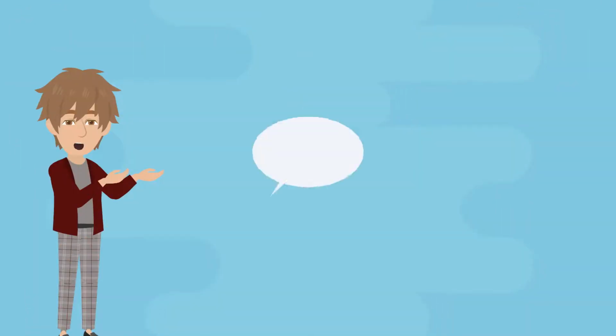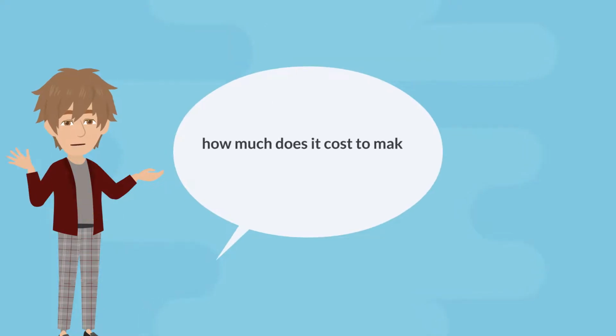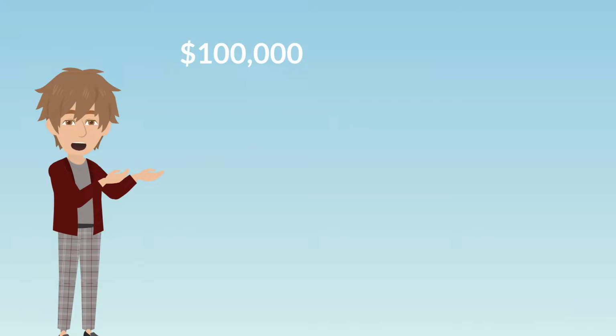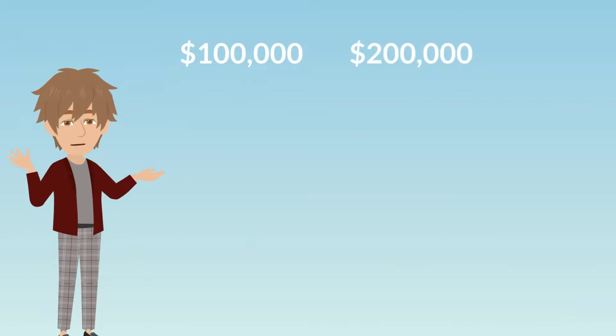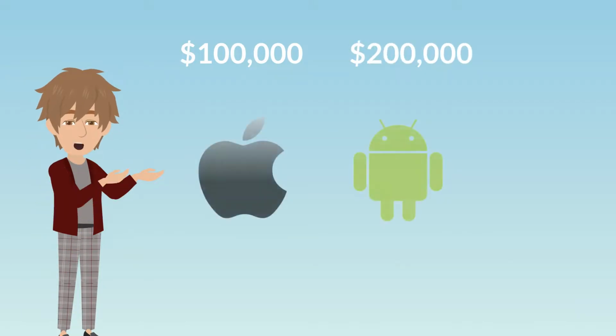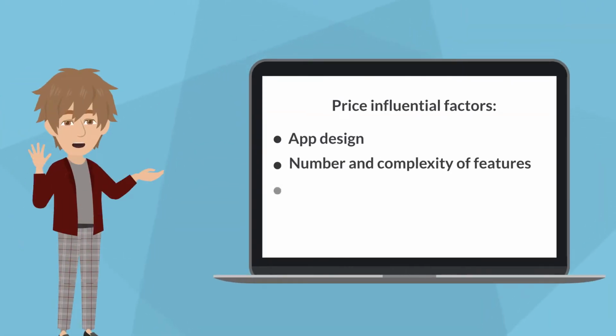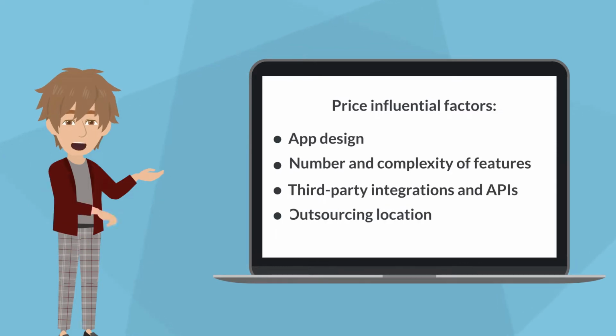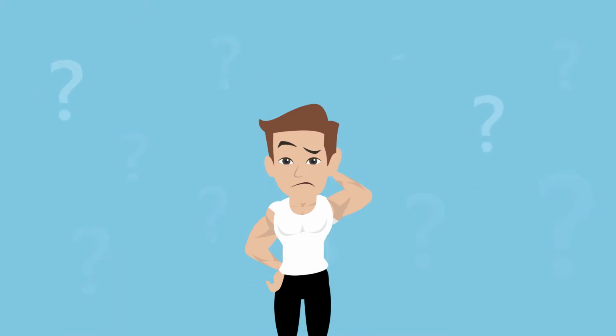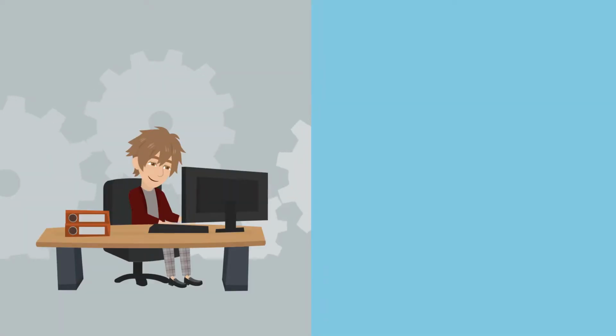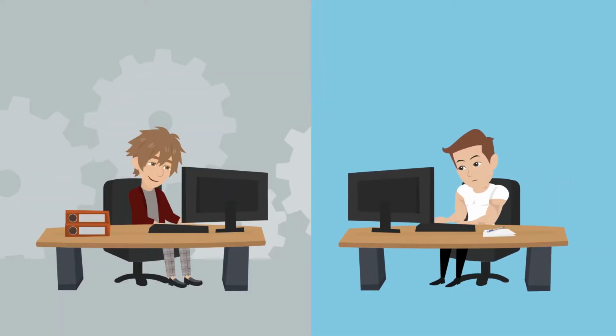And now the most important question: how much does it cost to make an app like Uber? The cost will fluctuate between $100,000 and $200,000. For this price, you'll get an app for one platform, iOS or Android. The final price is very subjective. App design, number and complexity of features, third-party integrations, and outsourcing location all impact the cost. Wondering how much it'll cost to implement your idea? You can always get in touch with Advice for project estimation.